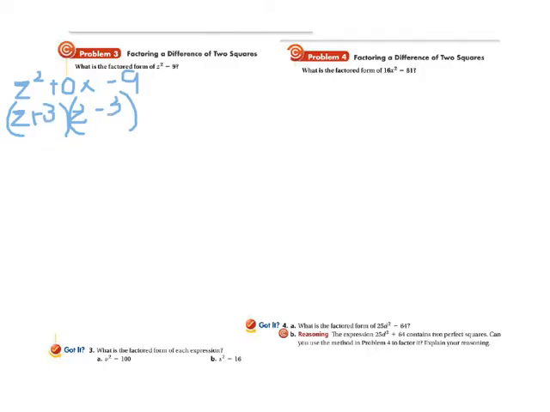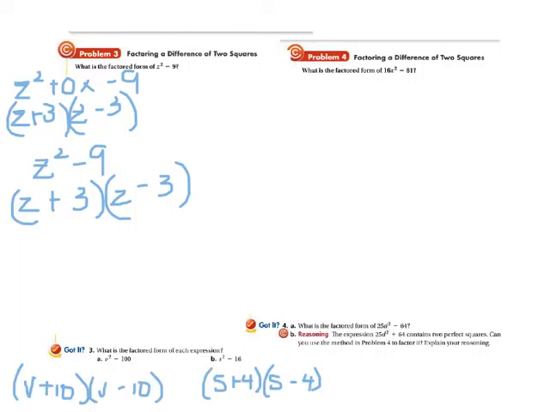And if you look back at the key concept that we noted at the beginning of the lesson, we are given that if we have a square minus a square, to factor it, all we have to do is put the square root of each here, here, here, and here, and then have a plus and a minus. Please remember to have the plus come first. Pause the video and do got it 3. Alright, you should have gotten v plus 10, v minus 10, and s plus 4, s minus 4.